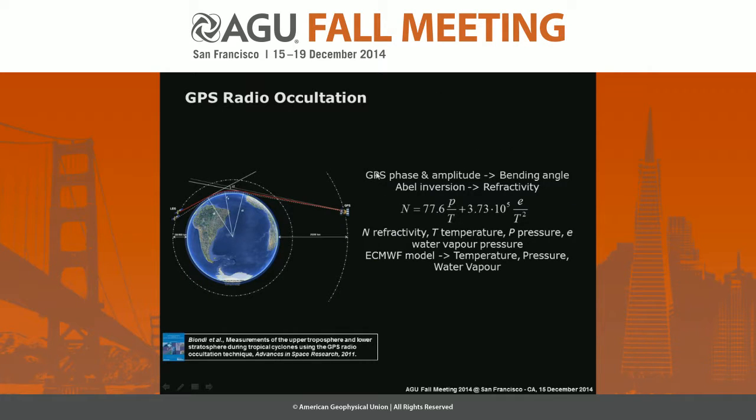The measurement of GPS is GPS phase and amplitude. From this, we can get the bending angle. Through the Abel inversion, we get the refractivity. And through this equation, from the refractivity, using the ECMWF model, we can retrieve the temperature, pressure, and water vapor. So we can profile all the atmosphere by using this kind of signal.